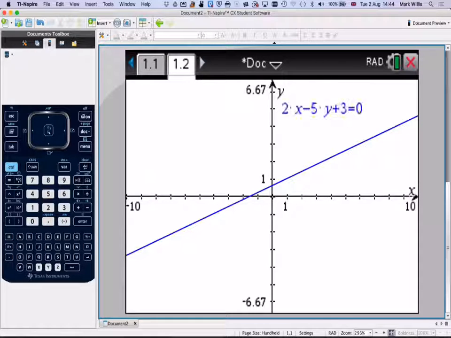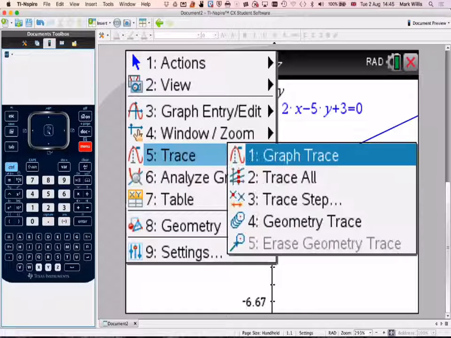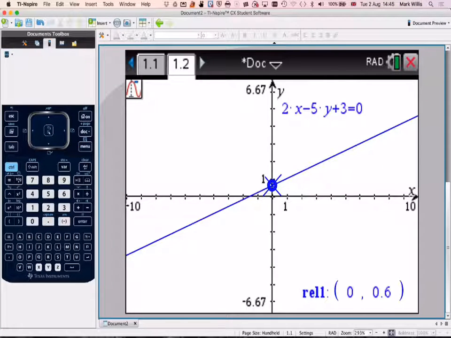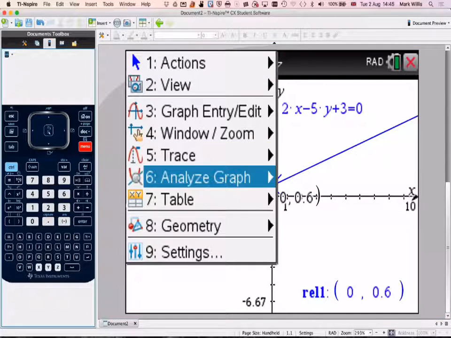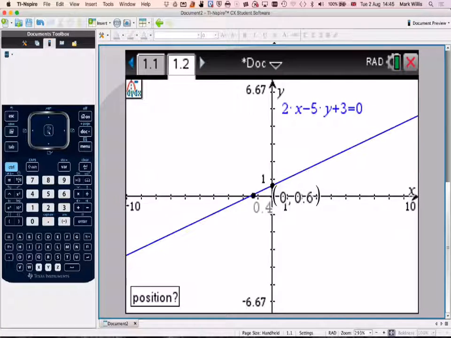It'd be interesting to check what the intercept is. So remember to do that, you do menu, number 5, trace graph, trace, number 1, and it immediately goes to the y-intercept, which is 0.6, and 0.6 is the same as 3 over 5. 3 divided by 5 is 0.6. If we now do menu, analyze the graph, and check the gradient, we've got 0.4.